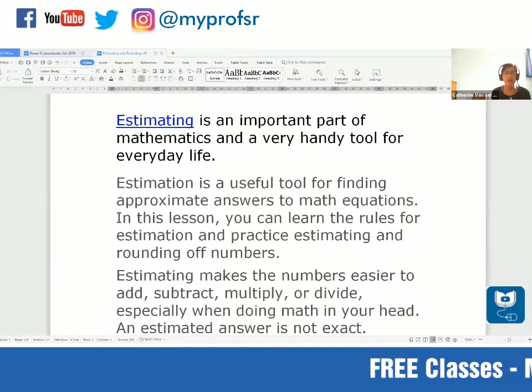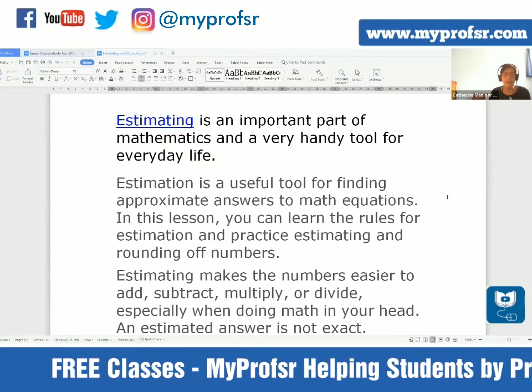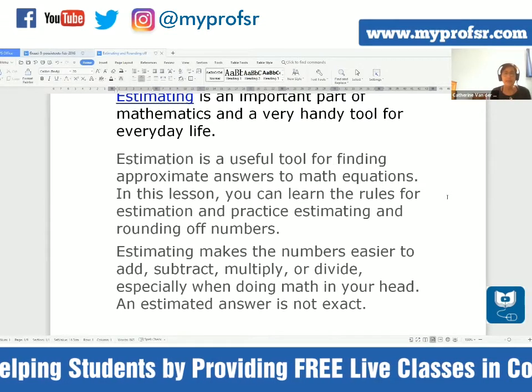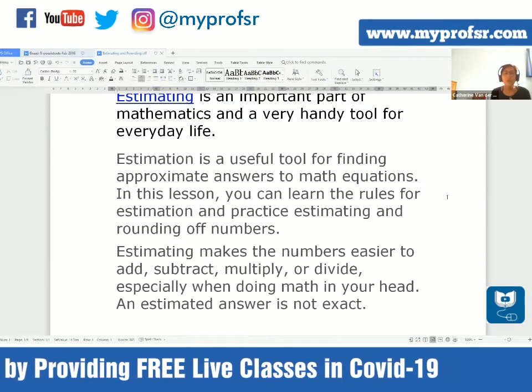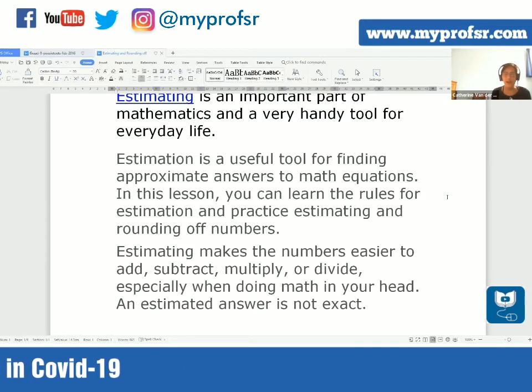Now, your question might be, what is the difference between estimation and rounding off? Now, the answer is simple. Rounding off, in fact, is a form of estimation, a more accurate form of estimation. And we will have a look at both estimation and rounding off.